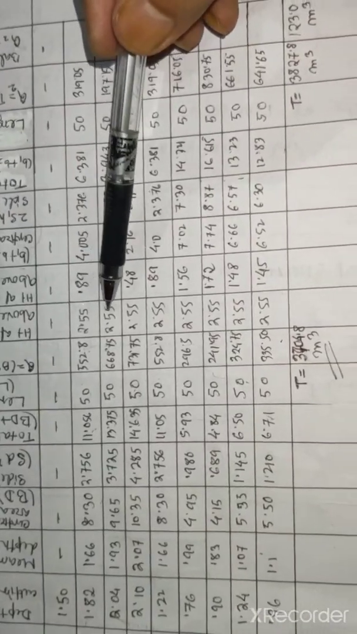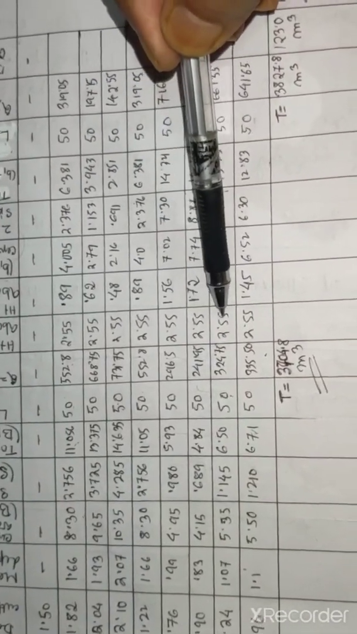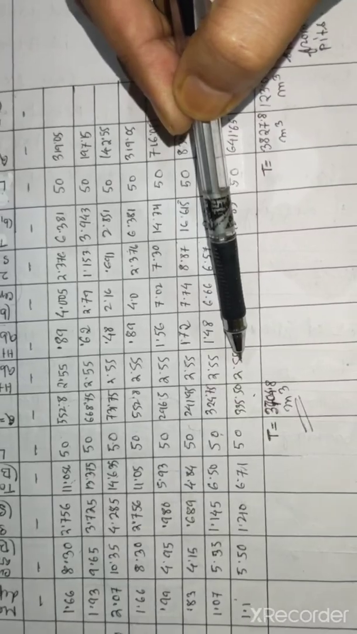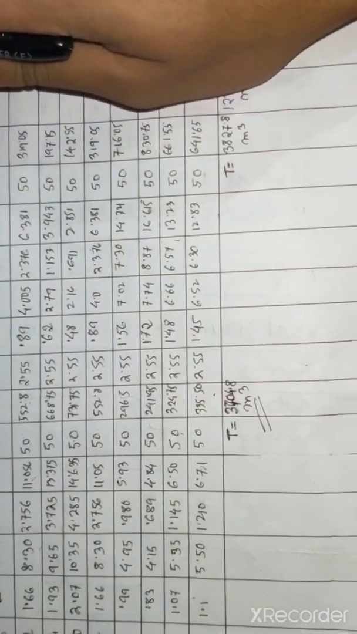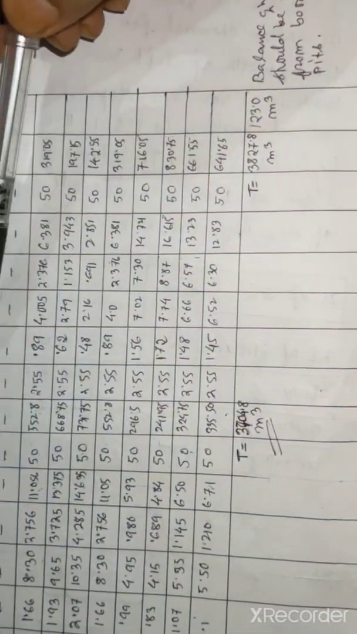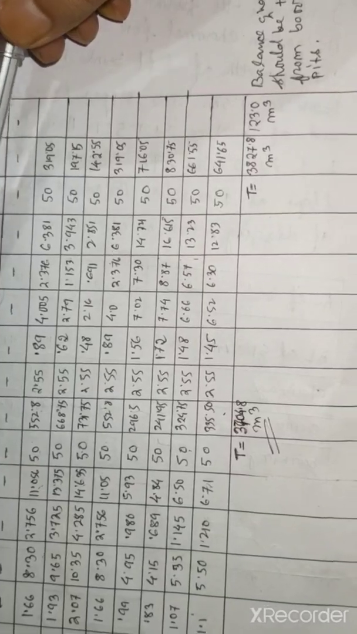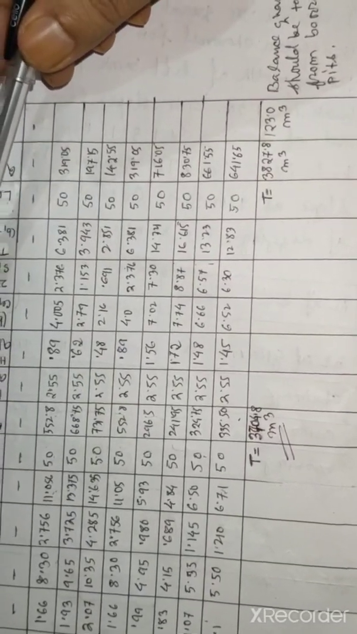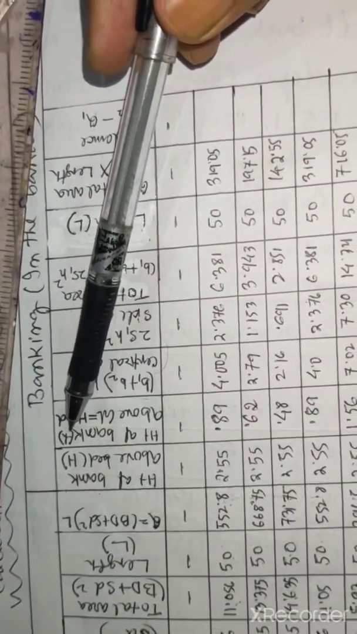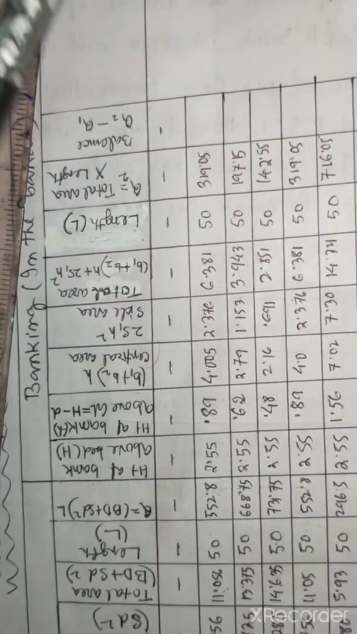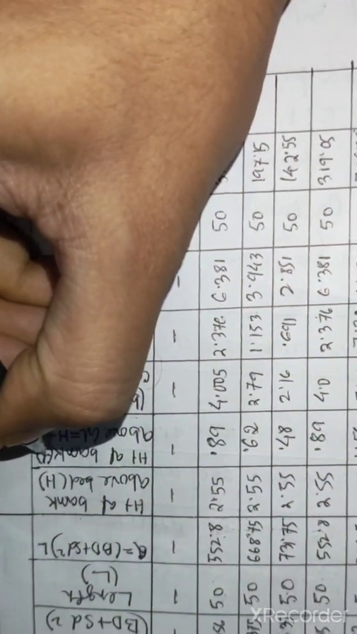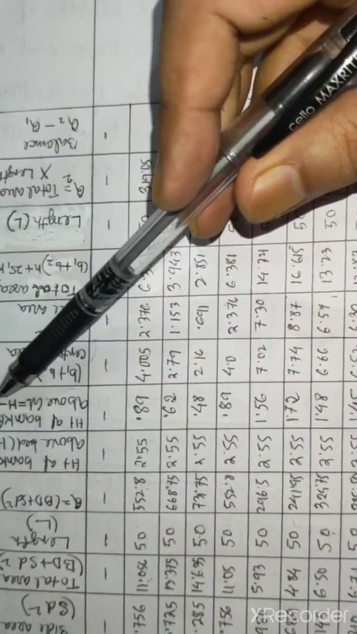So 2.55 for each and every case. Height of the bank above the ground. It is given in the question. Now what is the height of the bank above ground level? Small h is equal to capital H minus D.